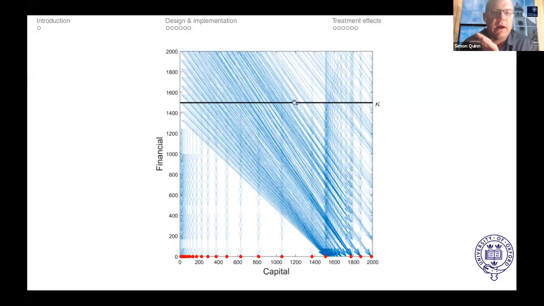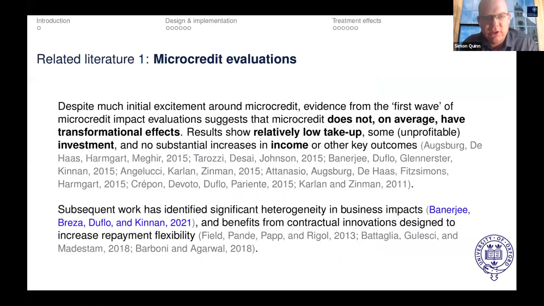Or, of course, if a microfinance product like ours shifts you horizontally, that's to say increasing your fixed capital, do you then have what ends up being a very persistent increase in business and household wealth and welfare? Now, what are the implications of this?